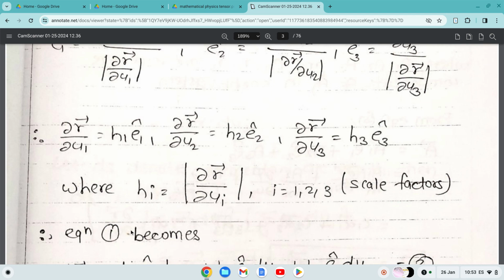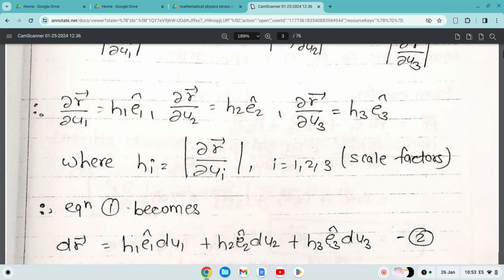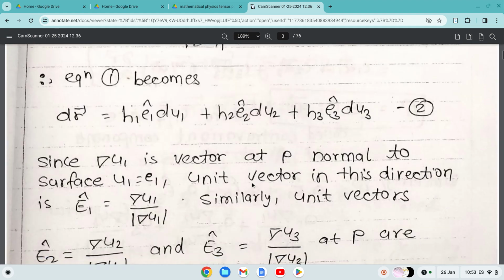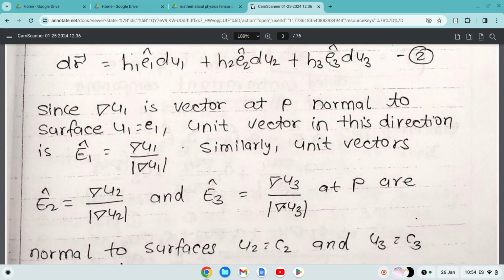In this way, from equation 1, when you substitute whatever values you got here, dr equals h1 e1 cap du1 and so on. I have placed all the values in equation 1 in place of these, and you can get this equation. Since del u1 is a vector quantity at P normal to the surface, then E1, the unit vector in this direction, equals del u1 divided by the magnitude of del u1, and similarly for the other unit vectors, and in this way you can get the unit vector in all directions.